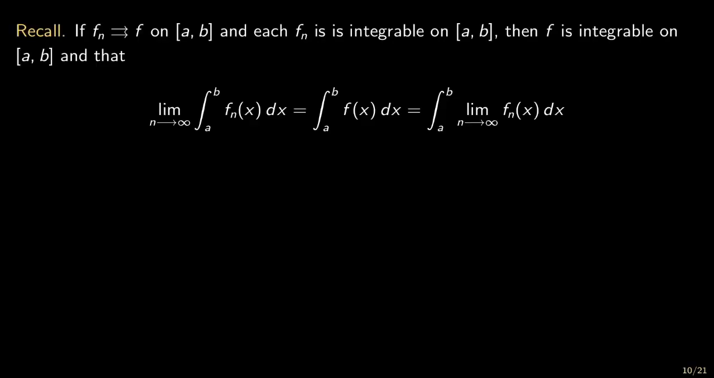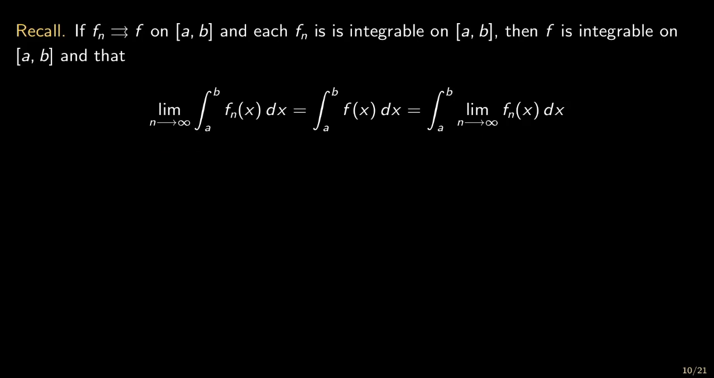Also, we have the following property. If f sub n converges uniformly to f, and each f sub n is integrable on the closed interval from a to b, then we can guarantee that the uniform limit f is also integrable. Furthermore, the limit of the integral is equal to the integral of the limit, meaning this limiting process can be interchanged.